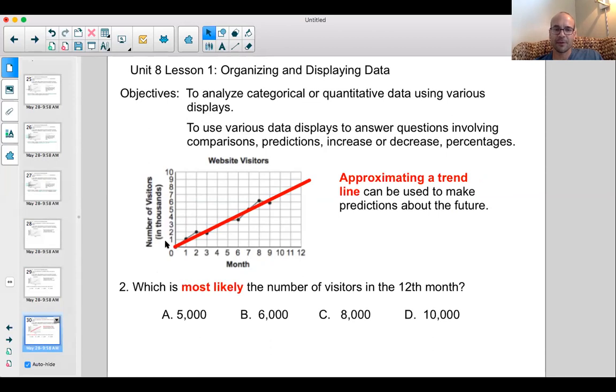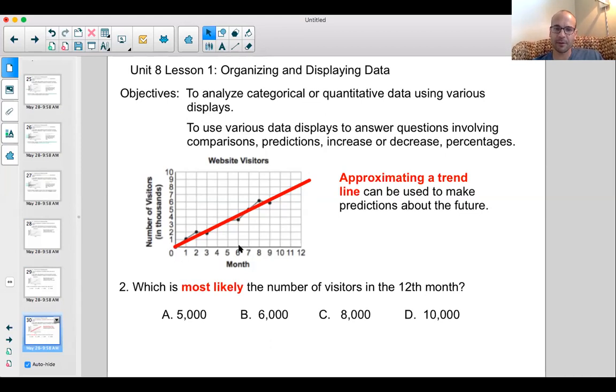And there's not much reason for us to guess that the trend would change, because even this little dip here at the end, it's not the first dip we've seen. So let's assume it's going to keep on trending up. And that's also why they're saying most likely. Anytime you go outside of the data that you have, you're making an estimate, an approximation, an educated guess. So which is the most likely number of visitors in 12 months?